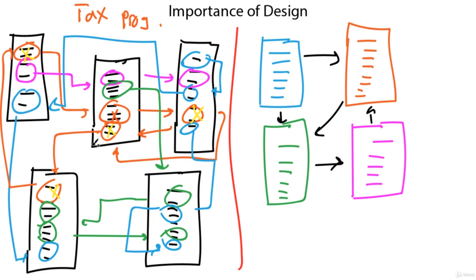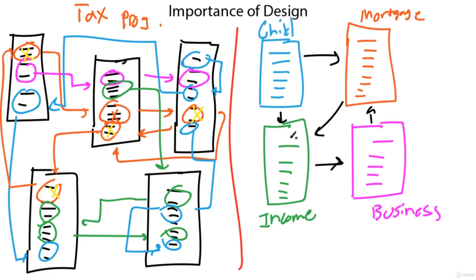Now, if we had just planned out beforehand about how all of these were going to work out, then we can get this side over here. And like we were saying with the orange, maybe this is your mortgage. Maybe the green down here is stuff to do with your income. Maybe the purple is stuff to do with your business. And the blue is maybe something to do with dependents, children. And so you can see now we have a very good split.